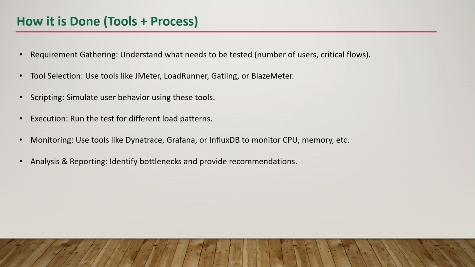To perform performance tests, we typically follow this process. Requirement gathering: understand what needs to be tested. Tool selection: use tools like JMeter, LoadRunner, Gatling, or BlazeMeter. Scripting: simulate user behavior using these tools. Execution: run the test with different loads. Monitoring: use tools like Dynatrace, LoadRunner, or Influx to monitor CPU, memory, etc. Analysis and reporting: identify bottlenecks and provide recommendations.